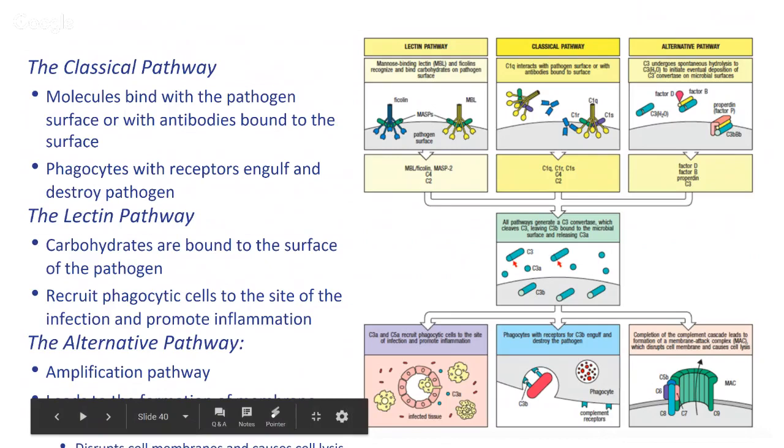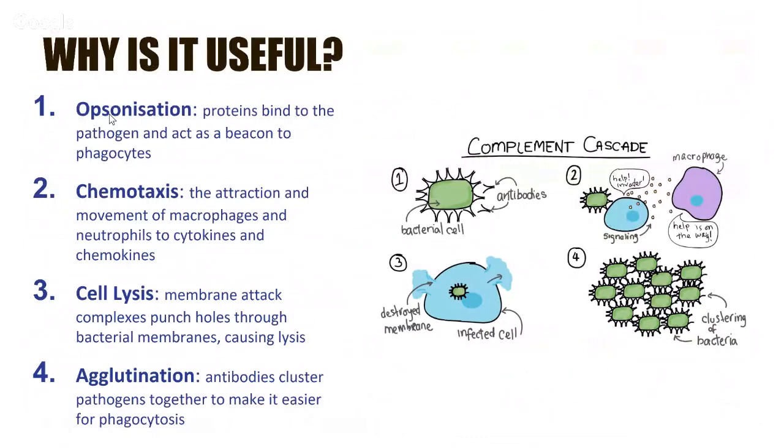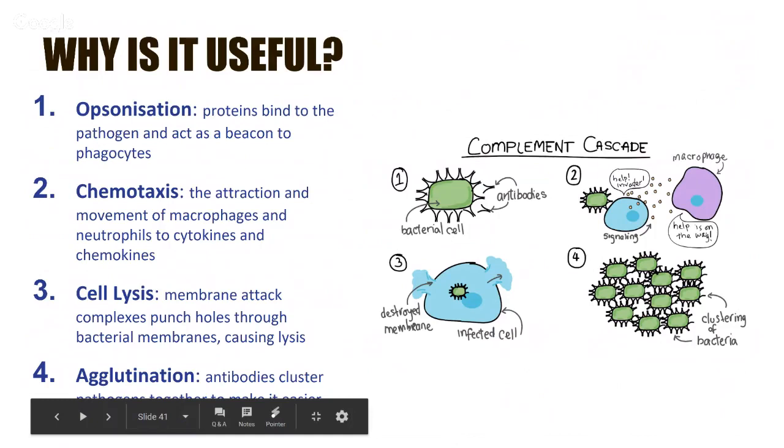As I mentioned, it helps in opsonization, which is basically marking certain cells for eventual lysis. Chemotaxis, I mentioned, with there being the attraction of macrophages, neutrophils, and other cytokines. And it also plays a role in lysing certain cells through inflammasomes and other molecular pathways.